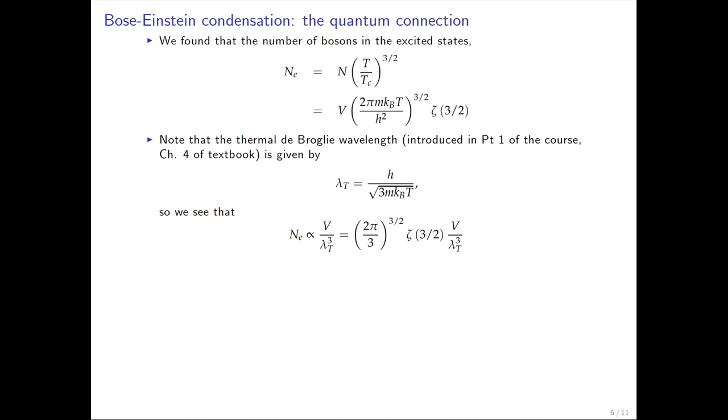It's like the inverse square of what's called the thermal de Broglie wavelength. And I think you had that in part 1 of the course. It's in chapter 4 of the textbook if you want to have a look at that again. But the thermal de Broglie wavelength is just given by Planck's constant h divided by the square root of 3 times the mass times kBT, right? And so as T gets really small, this factor is getting larger and larger and larger.